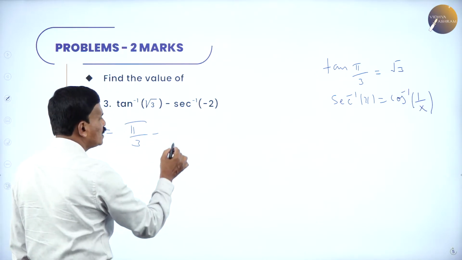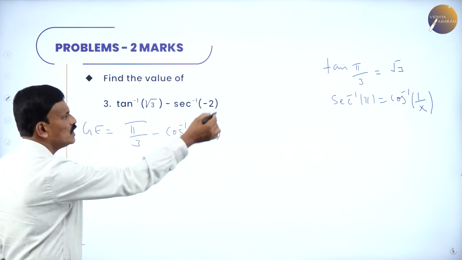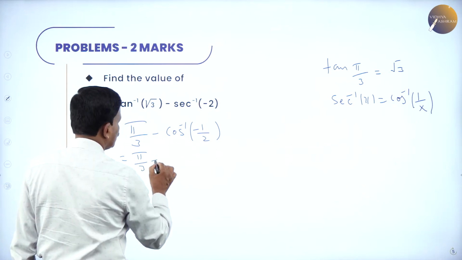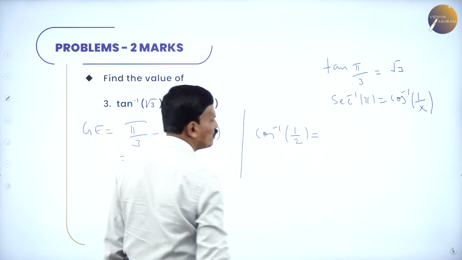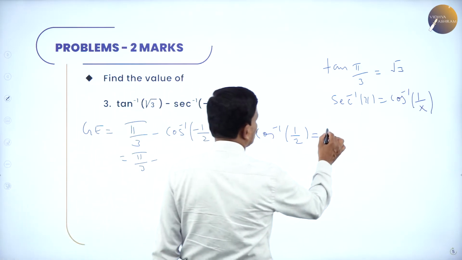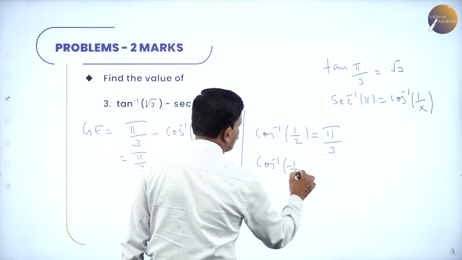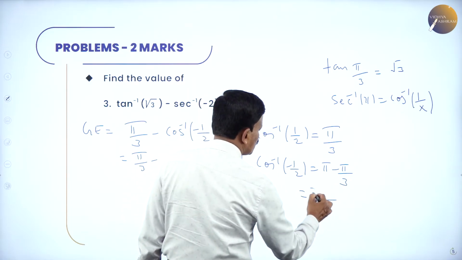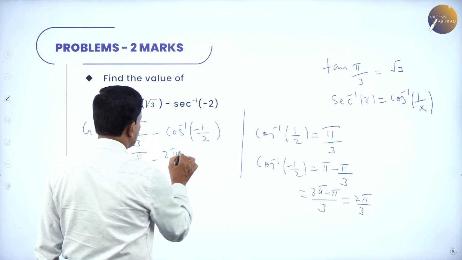Minus, this secant inverse of minus 2 can also be written as cos inverse of minus 1 by 2, because secant inverse x is equal to cos inverse 1 over x. This is equal to pi by 3 minus, you know the value of cos inverse of 1 by 2. Since cos 60 is 1 by 2, this is pi by 3. Since this is negative, cos inverse of minus 1 by 2 can be written as pi minus pi by 3. Take the LCM, 3 is the LCM, 3 pi minus pi is 2 pi by 3. So I can write here 2 pi by 3.